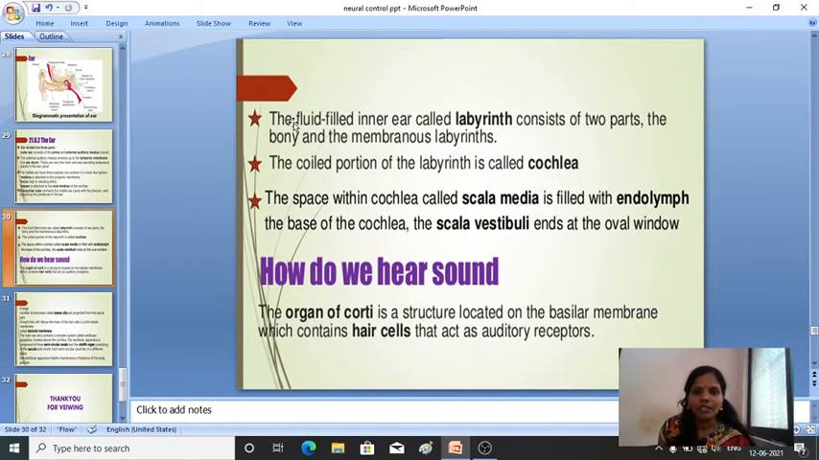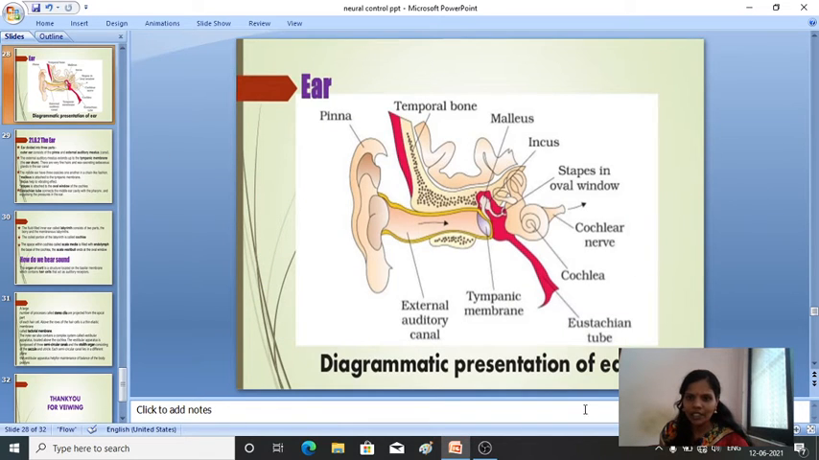Next, the fluid-filled inner ear is called the labyrinth, and it consists of two parts, the bony and the membranous labyrinth. The coiled portion of the labyrinth is called the cochlea. Here you can see that the coiled portion of the labyrinth is known as the cochlea.